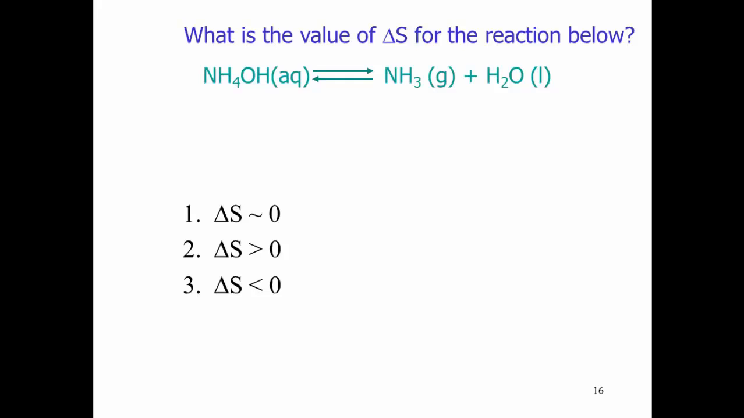For this reaction, we have no moles of gas on the reactant side and 1 mole of gas on the product side. Moles of gas is increasing.